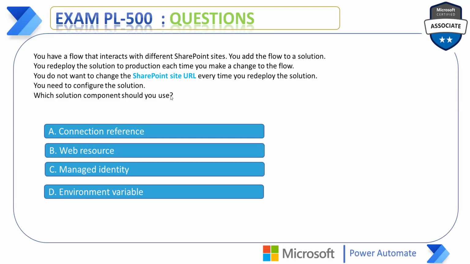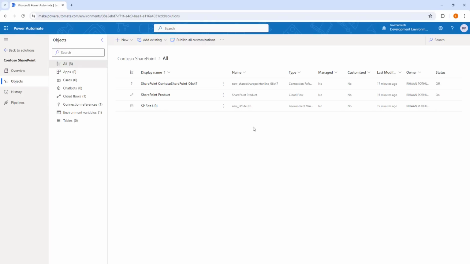Now, if you observe in this question, we have the SharePoint site URL where we can store this value. That is, we are going to use an environment variable. Every time we redeploy the solution, we will give the environment variable a default value. We don't want to change the value, that is the SharePoint site URL, every time we deploy the solution.